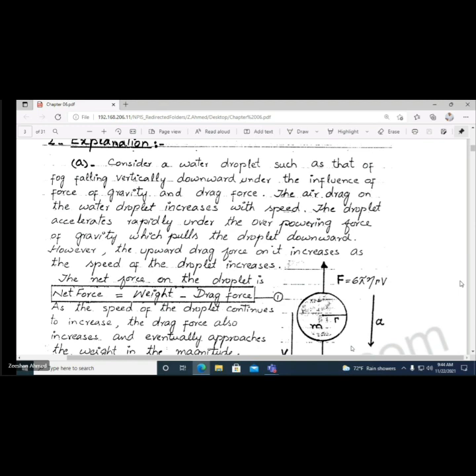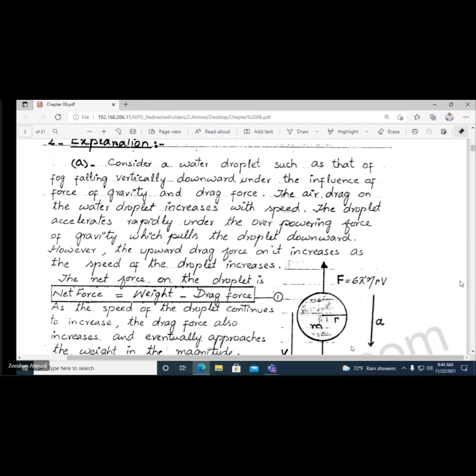Consider the motion of a water droplet falling vertically downward under the action of gravity. The drag force increases with the increasing speed of the water droplet. According to the formula, the net force acting on the droplet will become weight minus drag force. And what was the formula of drag force? This we studied yesterday. It is 6 pi eta r v.